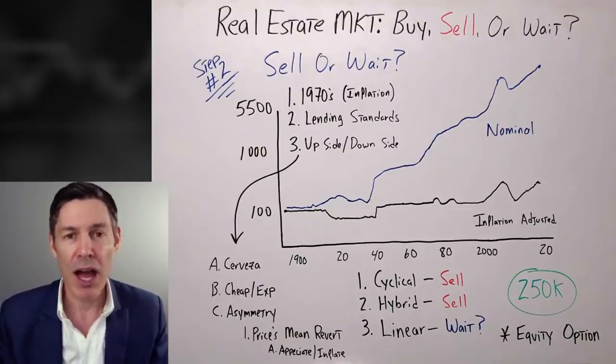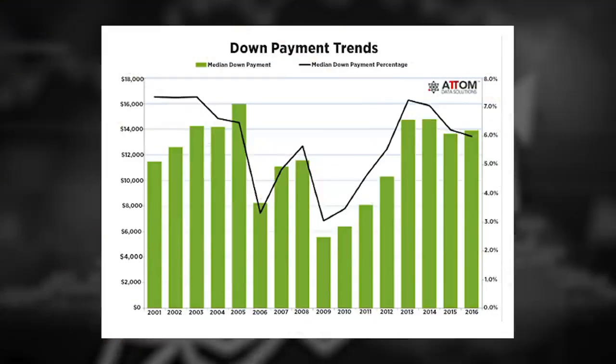Okay, fair enough. Editor, throw up the chart. What we can see is that's pretty much fake news. When you go back and look at the lending standards, 2003, 2004, 2005, the average down payment was right around 6%.